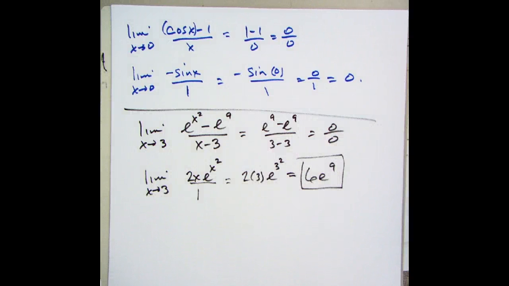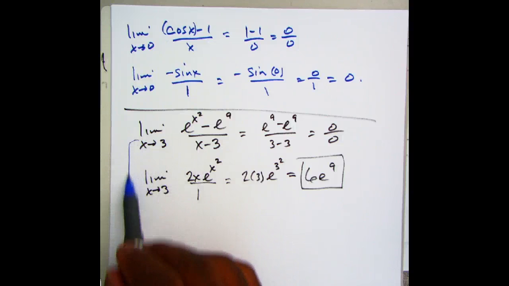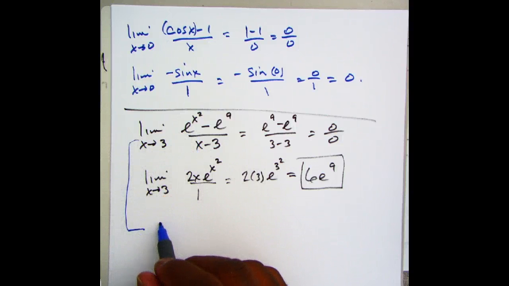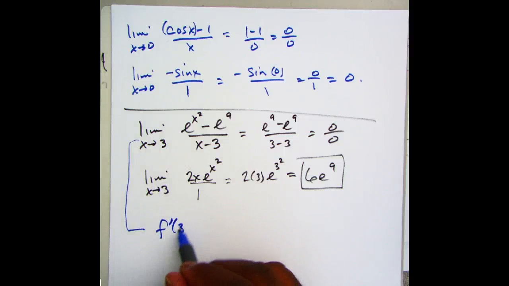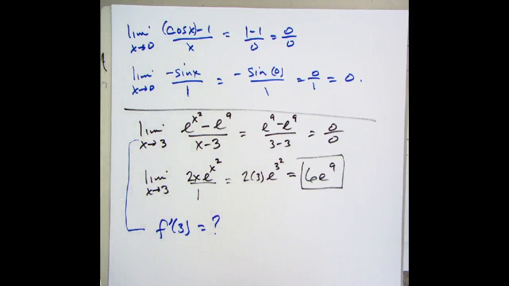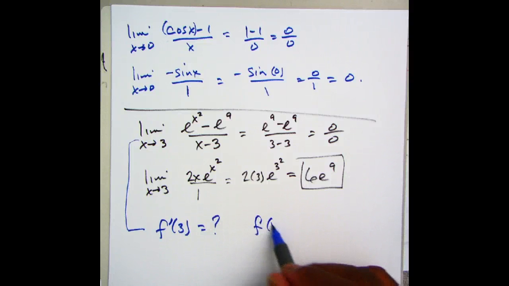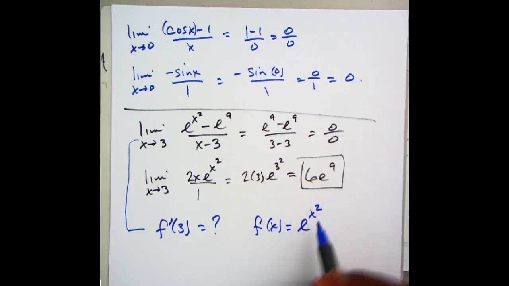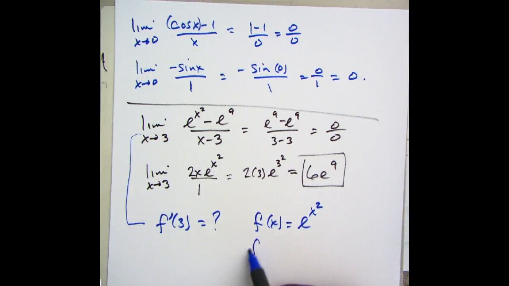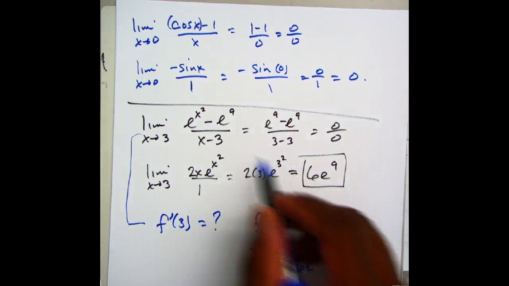Now, if we had remembered from before the alternate form for the derivative definition, then what you would have recognized is that you're looking for f prime of 3. But f of x is equal to e to the x squared. And then all you need to do is take the derivative of e to the x squared and plug in 3, and you have your answer. F prime of x is 2x e to the x squared, and then f prime of 3 is 6e to the ninth, which is what we got here using L'Hopital.